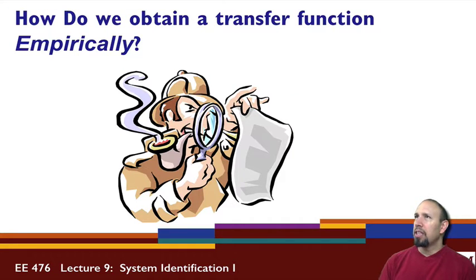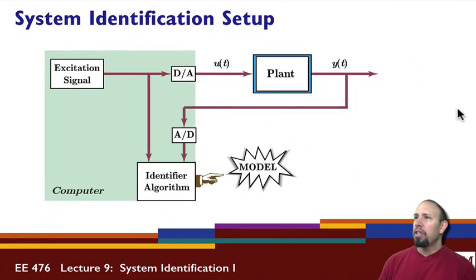So, 2 different methods. The important question is, how do we obtain a transfer function empirically? In order to do this, we need to use a little detective work. We need to use the data that's available to us and basically obtain a model from that. So here is the approach we're going to take. The approach involves an arrangement like this.